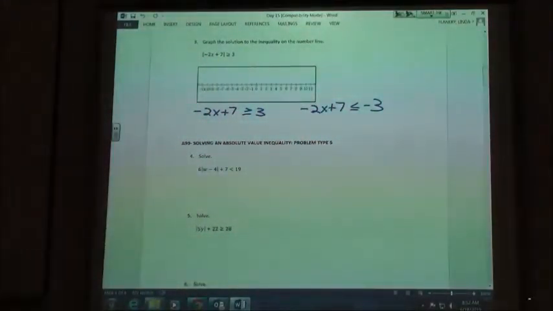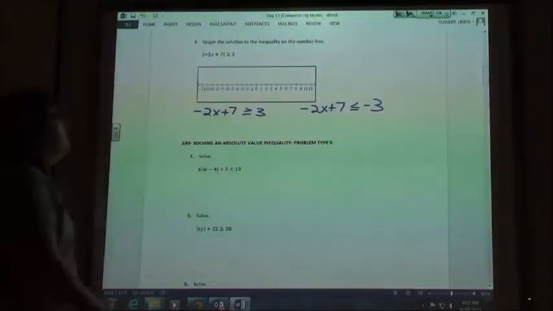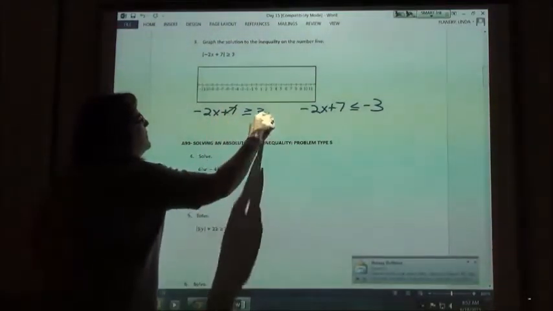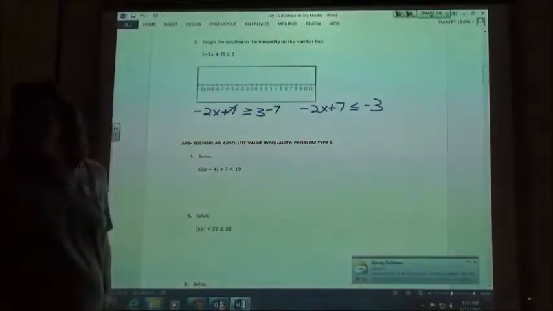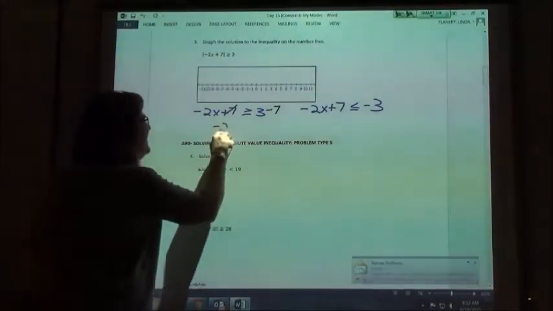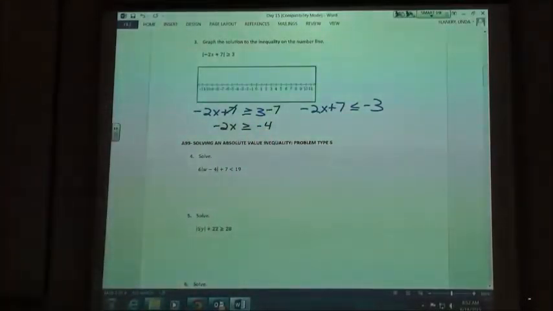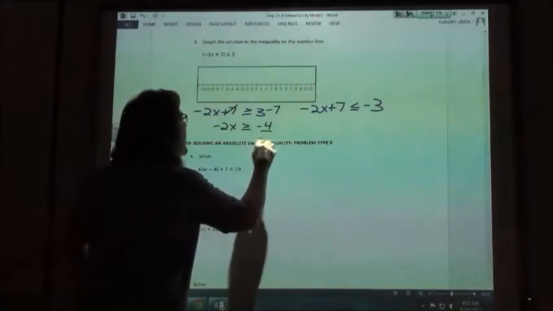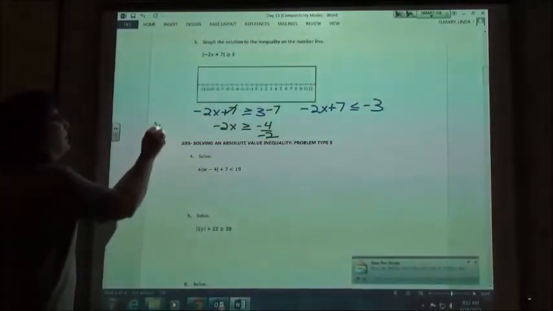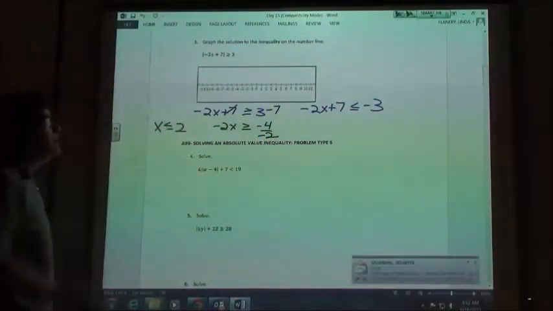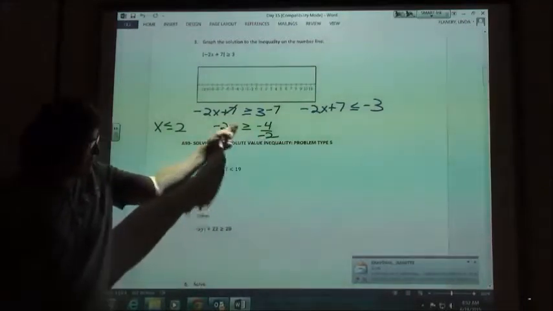So solving that, I would minus my 7, and I get negative 2x is greater than or equal to negative 4. When I divide by negative 2, I would get x is less than or equal to 2, because I divided by a negative, I have to flip my sign.